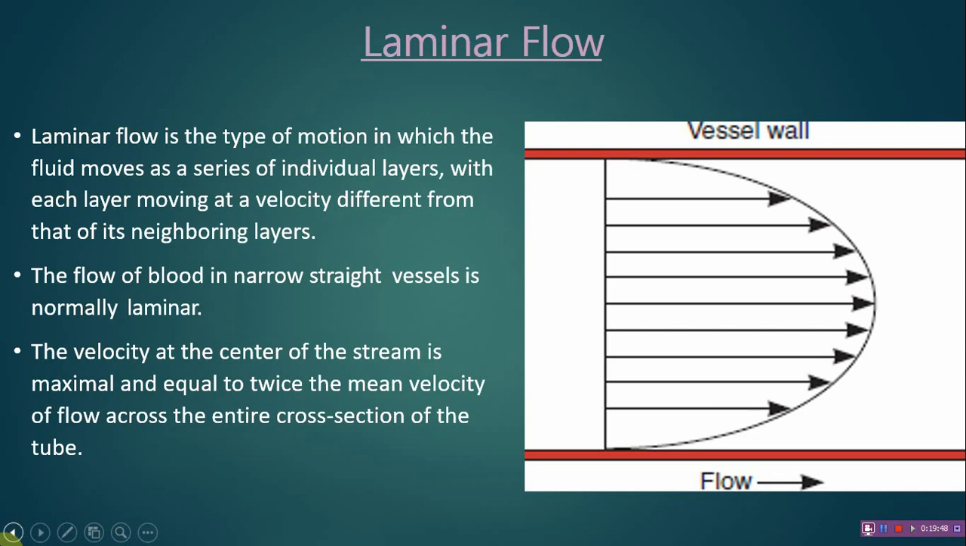The velocity at the center of the stream is maximal and equal to twice the mean velocity of flow across the entire cross section of the tube. You can see from the figure that the velocity at the center is maximal and it gradually decreases as it approaches towards the wall.